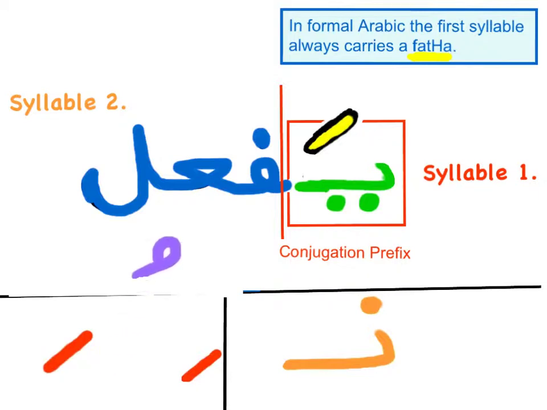Like if I put dhamma, it will be yaf'ul, like yadrus. Same if I change the dhamma with fatha, yaf'al, like ya'mal. And same for kasra, yaf'al, as in a'rif, ya'rif, sorry, ya'rif.